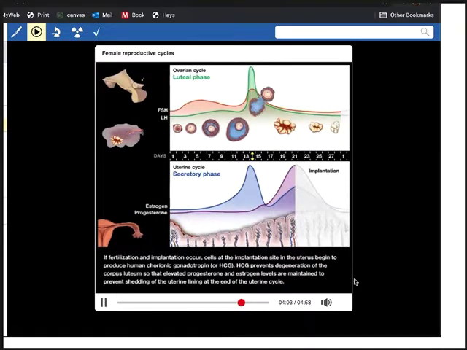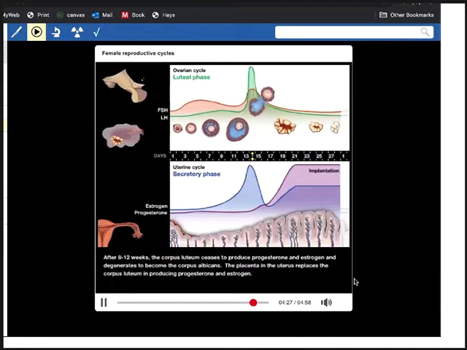If fertilization and implantation occur, cells at the implantation site in the uterus begin to produce human chorionic gonadotropin, or HCG. HCG prevents degeneration of the corpus luteum, so that elevated progesterone and estrogen levels are maintained to prevent shedding of the uterine lining at the end of the uterine cycle. After 8 to 12 weeks, the corpus luteum ceases to produce progesterone and estrogen and degenerates to become the corpus albicans. The placenta in the uterus replaces the corpus luteum in producing progesterone and estrogen.